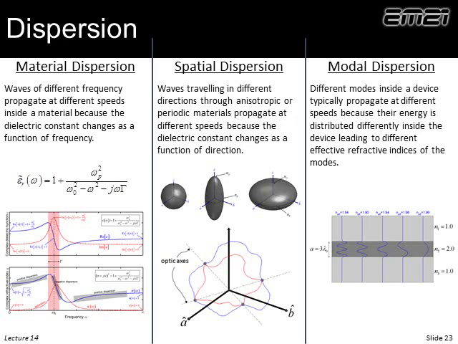So dispersion is really somehow something is changing with respect to frequency or with wavelength. And we can have the pure materials doing it. We can have things change as a function of the direction of the wave, or different modes travel at different speeds. And we can play with all of these and in combinations.